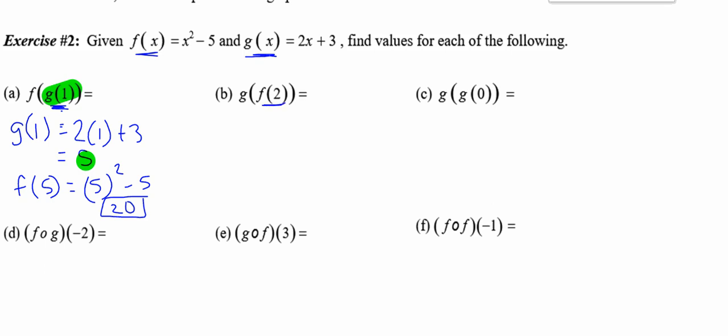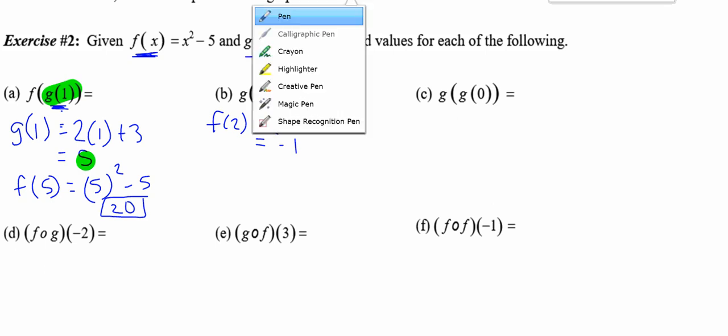Again, we have this f of 2. I'm going to plug it into this f of x function here. And I'm going to have g, I'm not going to worry about that right now. So I'll have f of 2 equals, I'm going to plug in 2 everywhere I see an x for the f of x function. So I'll have 2 squared minus 5. And let's simplify that. 2 squared gives me 4. 4 minus 5 is negative 1.